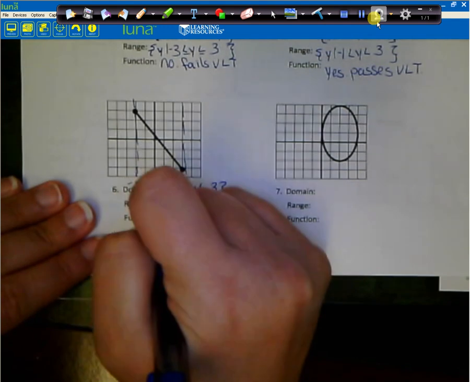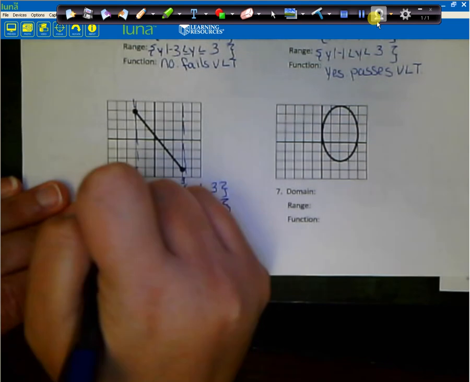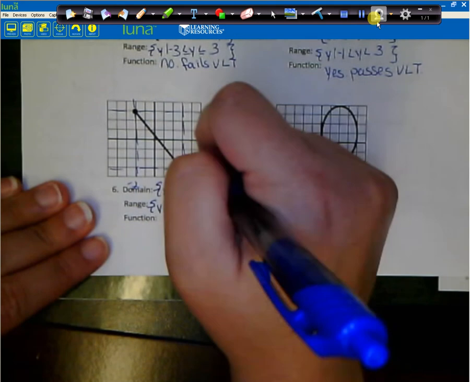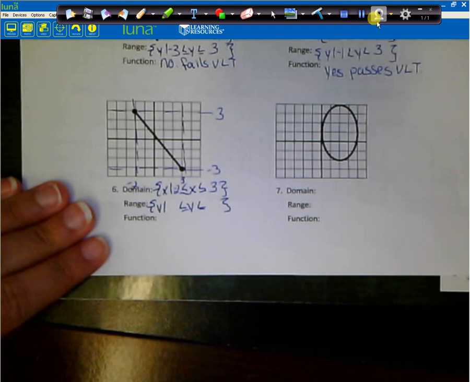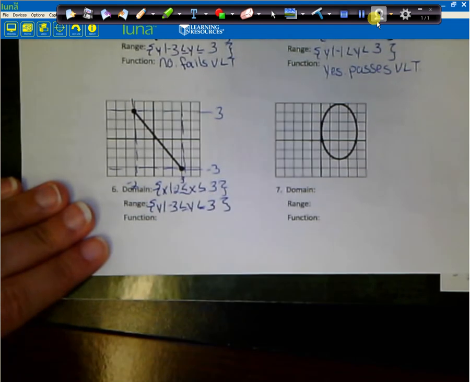Then for the range, it's my y values. And I'm going to go from the bottom to the top. And the bottom part of my picture is at -3, and the top part is at +3. So my range is going to be -3 to +3.